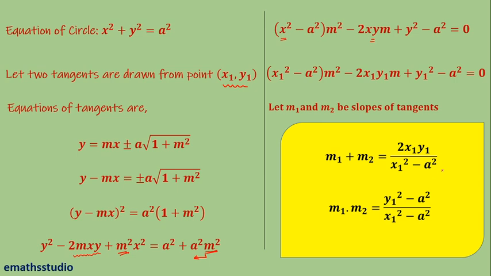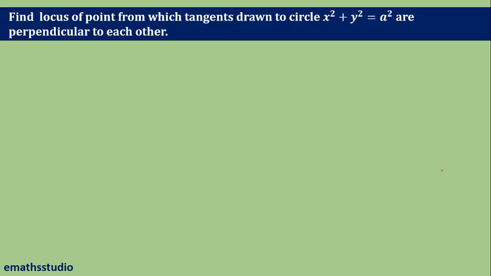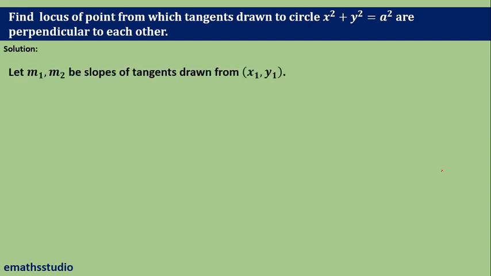Now how can these formulae be used in problems? So here is one question. Find locus of point from which tangents drawn to circle x square plus y square is equal to a square are perpendicular to each other. Now look at the method. Let m1 and m2 be slopes of tangents drawn from some point x1, y1 to the circle. As tangents are perpendicular, we can write m1 into m2 is minus 1.